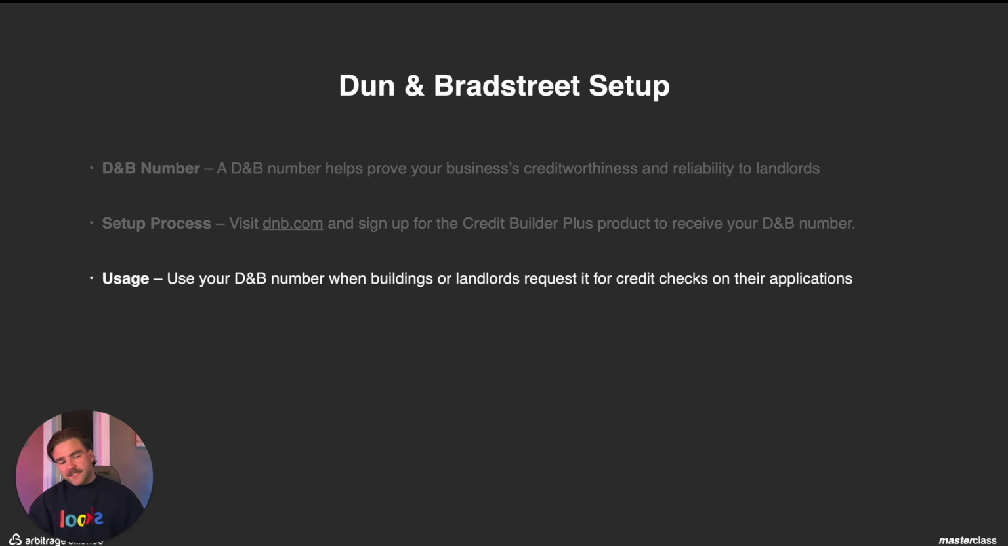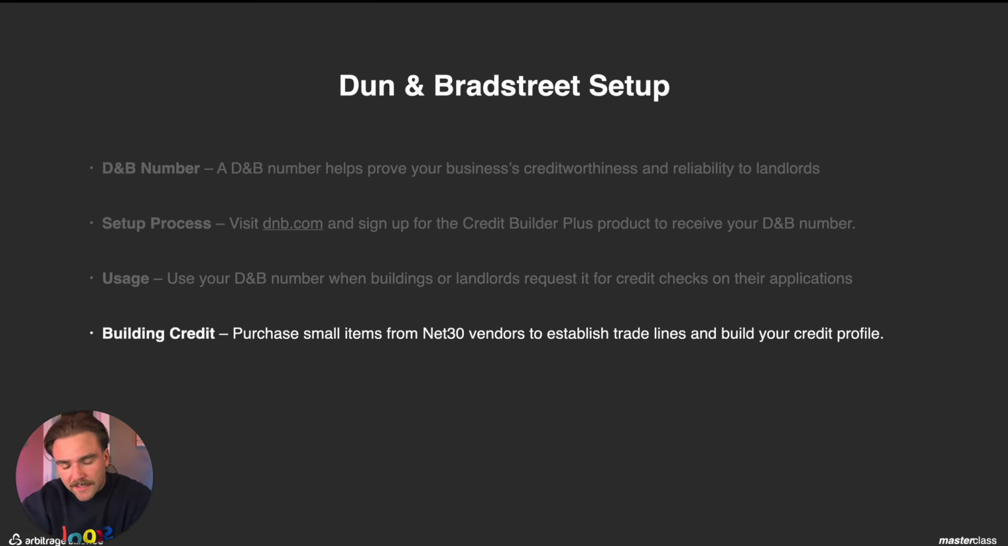Like I was saying, the usage is you actually use this for the application itself, right? Especially for bigger property management companies. They're going to have a set way that they do corporate leases, and they're going to send you the applications. And then you just have to make sure that you have your DUNS number, your EIN. You have some credit on there, which I'll show you how to do in a second. And that's how you actually get approved, right?